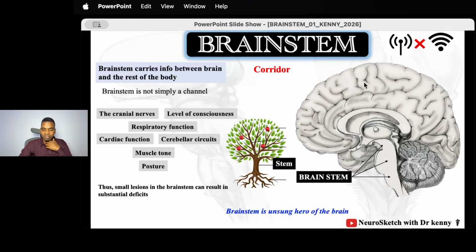Unlike the biggest part of the brain, for example, if you have damage here, it might not result in substantial deficit because you have a lot of other functional areas of the brain. But the brainstem is so small, and even a small part of it is crucial for different activities. Because the brainstem itself is small and has got a number of functions, every part of it is crucial. Even a small injury can result in substantial deficit.